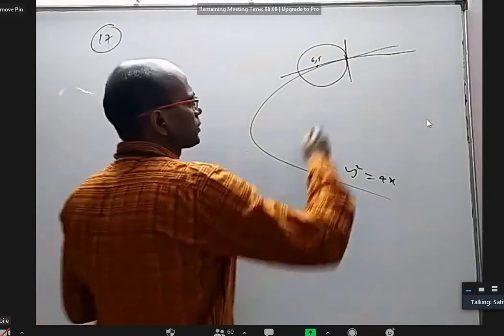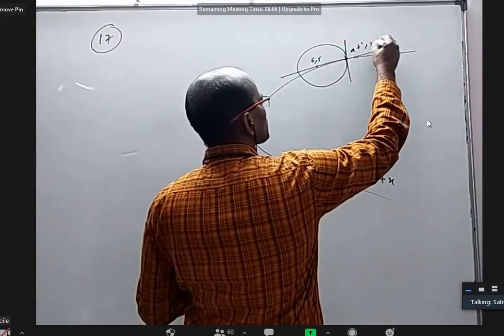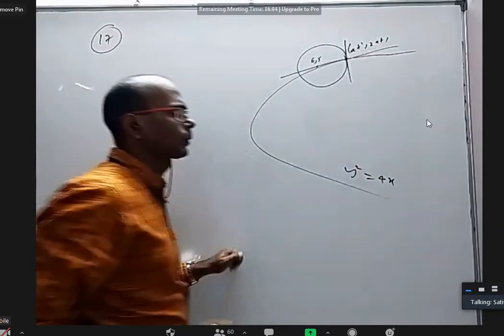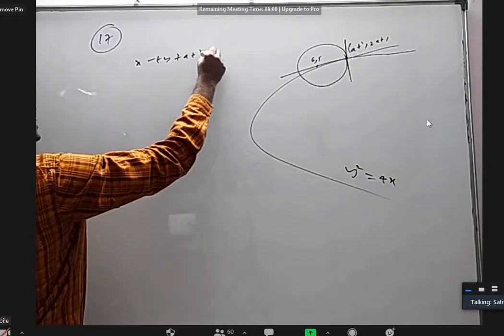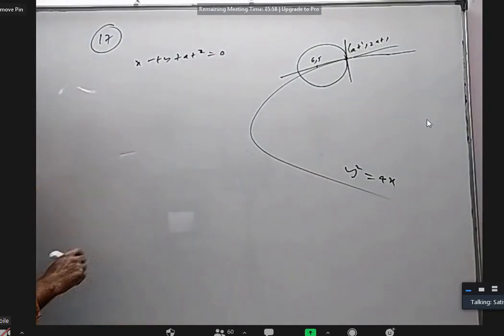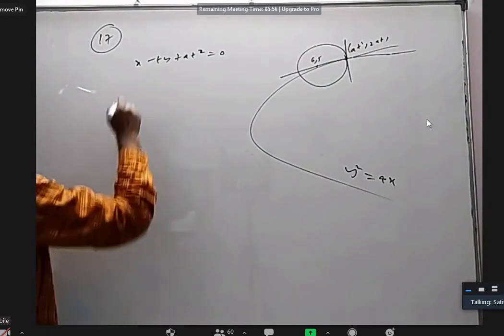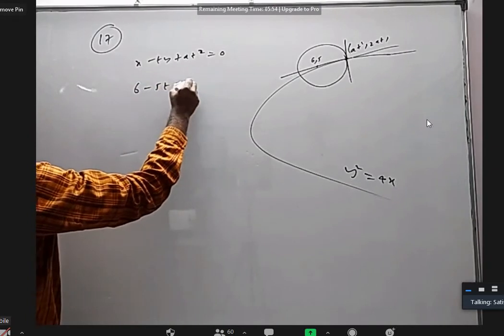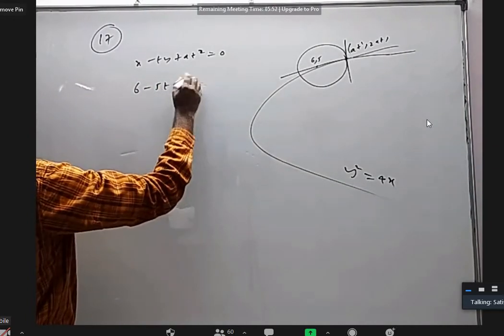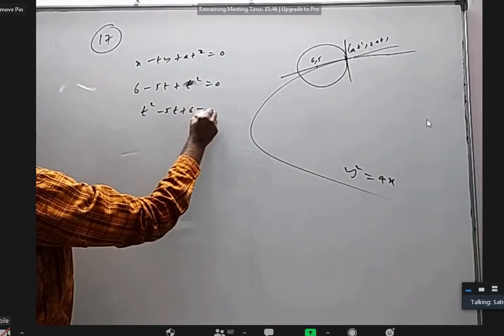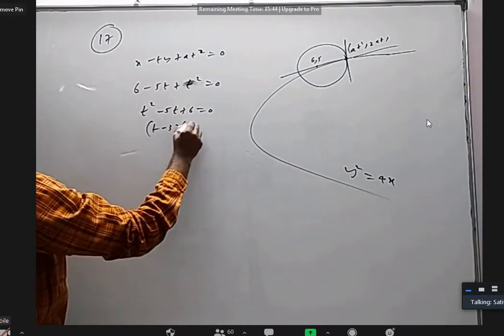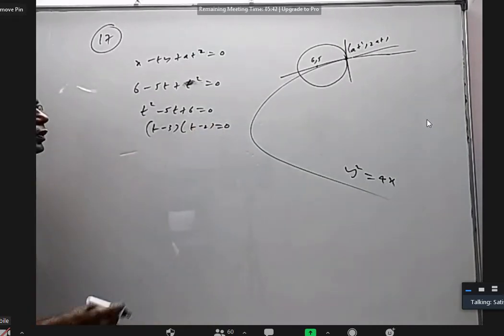Okay, so I want to take this point as (at^2, 2at). Then the equation of the tangent is x - ty + at^2 = 0. It should pass through (6,5). So 6 - 5t + t^2 = 0, that is t^2 - 5t + 6 = 0, so (t - 3)(t - 2) = 0.